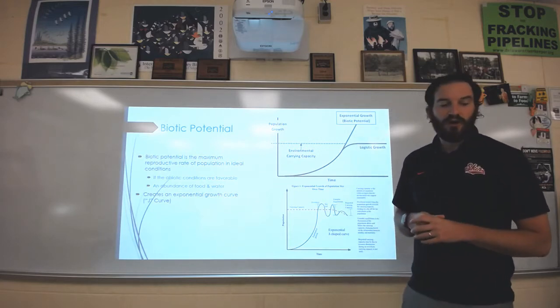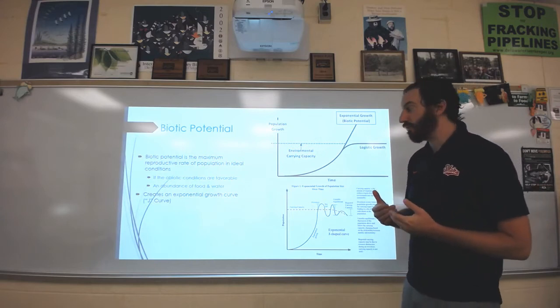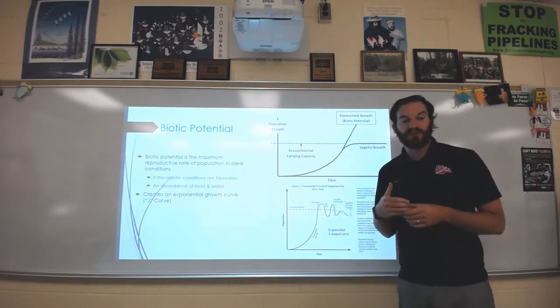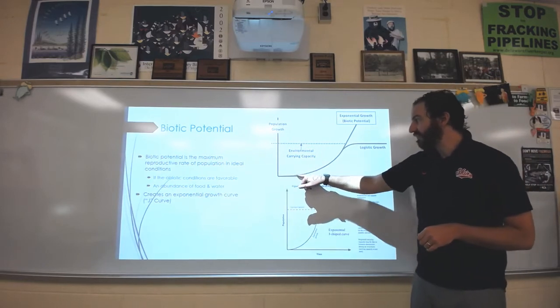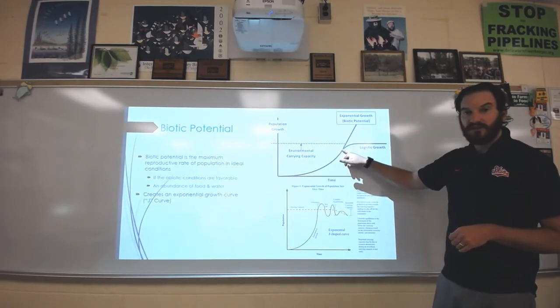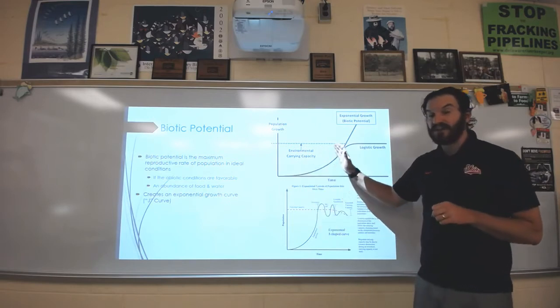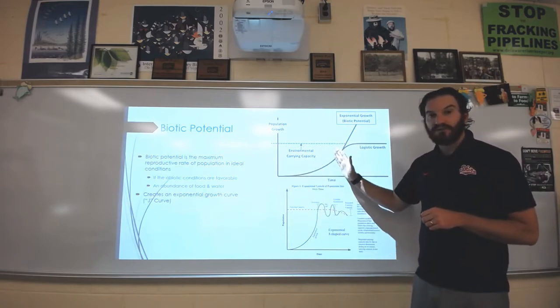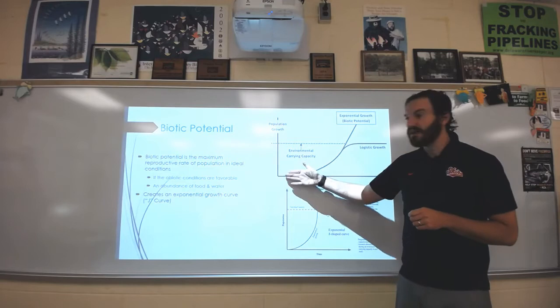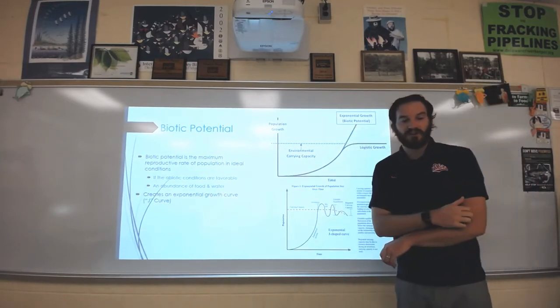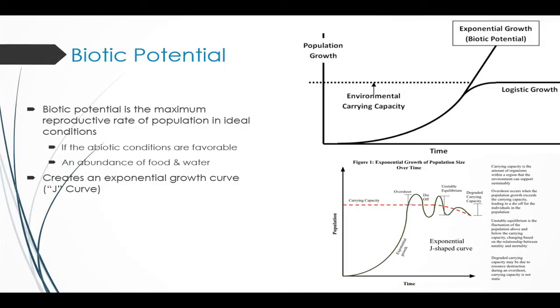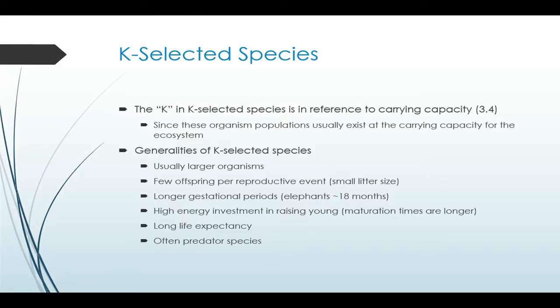Biotic potential is often represented with an exponential growth curve, or what we would commonly refer to as a J curve. As you're reproducing at a fixed rate, it's just like a percentage. Maybe it's 2 or 3%, maybe it's 10%. Who knows what the rate is? It will just continue to go up. Now, we're going to eventually learn that an ecosystem has a limit to how fast a population can grow, and it's going to start to slow that down.